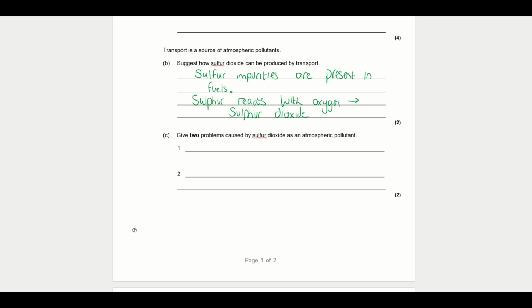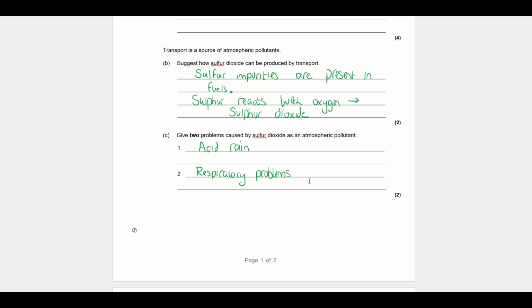Now, the sulfur dioxide is a pollutant and it gives very specific effects. Now, the first one is acid rain. A lot of people will forget that, but it's acid rain, and it's one of the two things that sulfur dioxide does. The second one is respiratory problems. A lot of people don't know the second one.